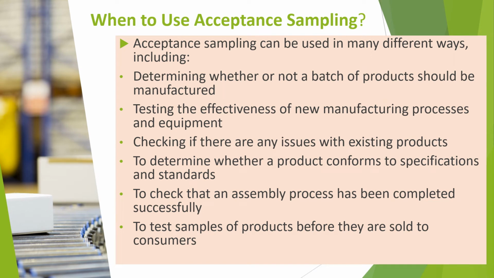When to use acceptance sampling? Acceptance sampling can be used in many different ways, including determining whether or not a batch of products should be manufactured, testing the effectiveness of new manufacturing processes and equipment, checking if there are any issues with existing products, determining whether a product conforms to specifications and standards, checking that an assembly process has been completed successfully, and testing samples of products before they are sold to consumers.